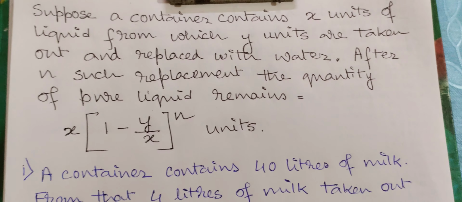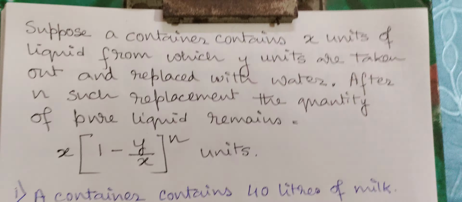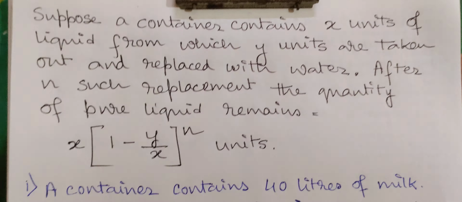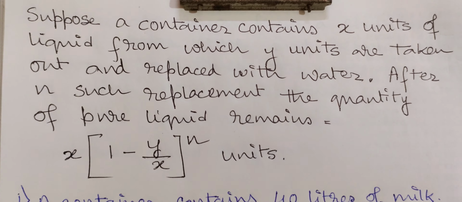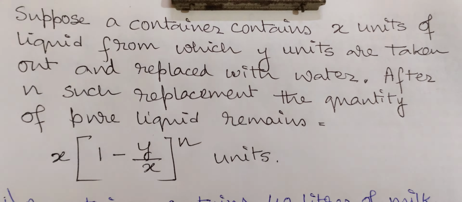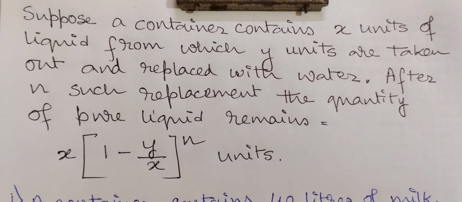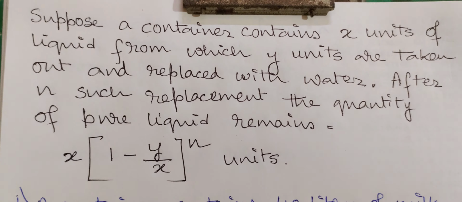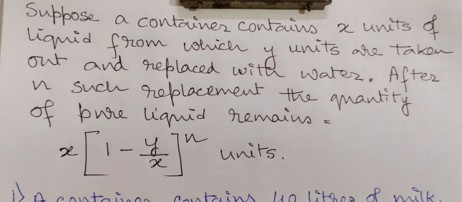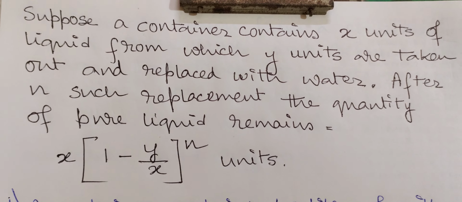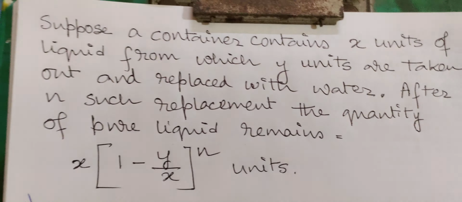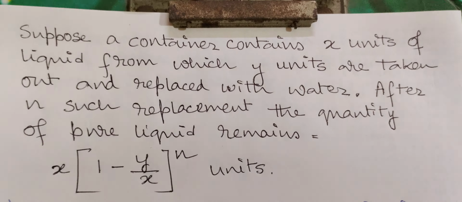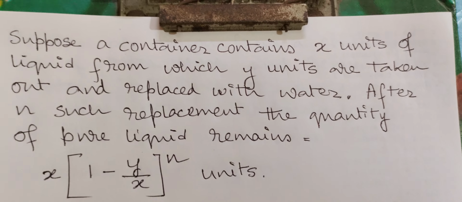Hi all, welcome back. In this video I will discuss a short trick of the mixture and alligation chapter, which is in the quantitative aptitude part. We have seen some problems where there is a container which has syrup in it. Some part of the syrup is taken away from the container and replaced by an equal amount of water. This process is followed several times, and after 3 or 4 or 5 or 6 times we have to calculate how much percent of syrup or water is present in that. Using this formula which I am going to tell, we can easily solve this kind of problem.